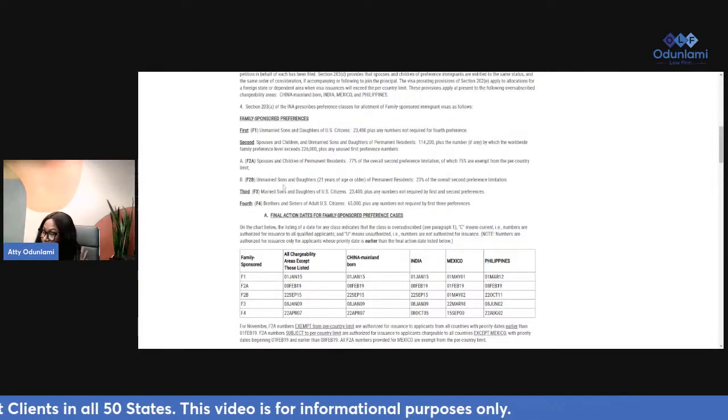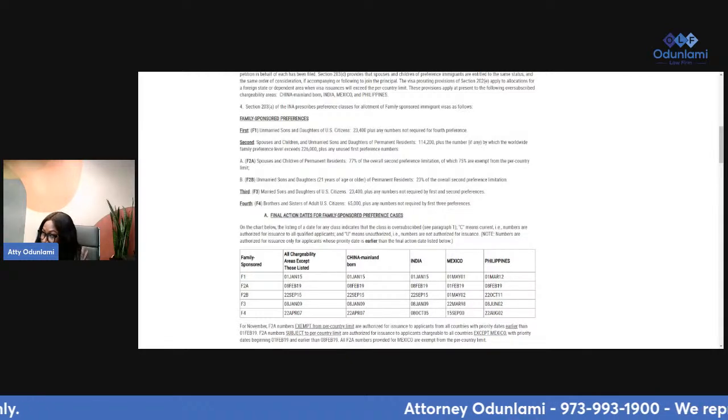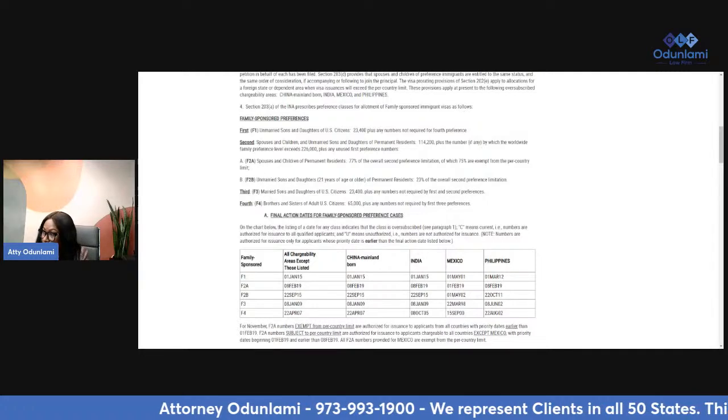And remember what I said about sons and daughters. Sons and daughters mean that they're over the age of 21. Now, remember, they are unmarried. Every time you see unmarried, take a note of that, okay? Because being married changes the whole equation.